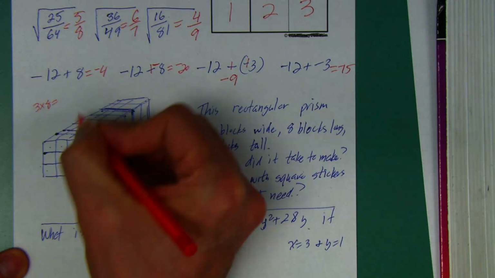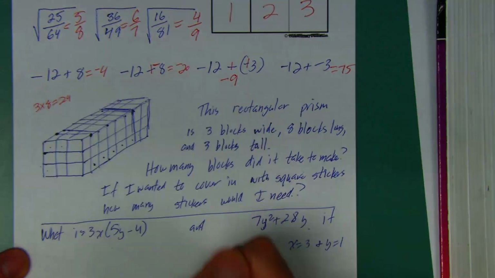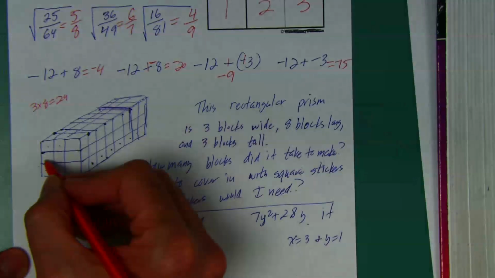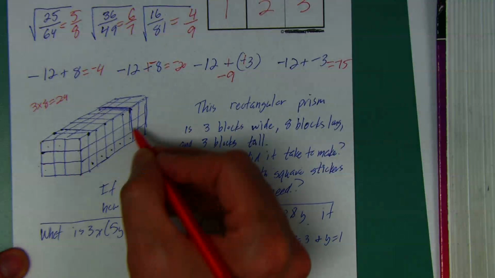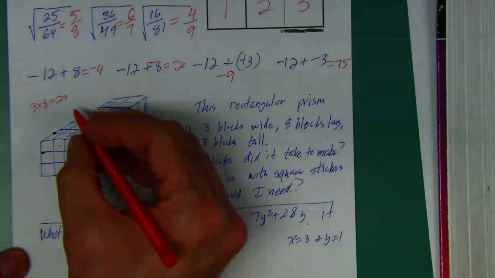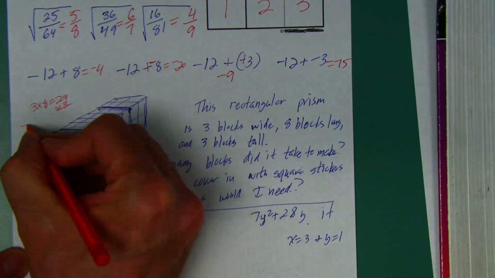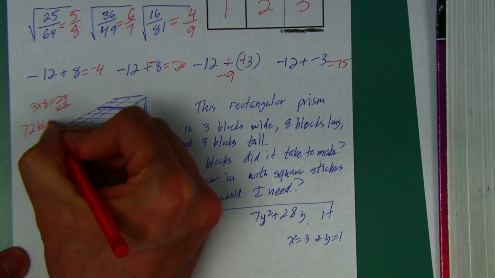So just to get that top layer, I need 24 of these blocks. But I have this 1, 2, 3 layers. So I got to go 3 times 24, and I get 72 blocks.